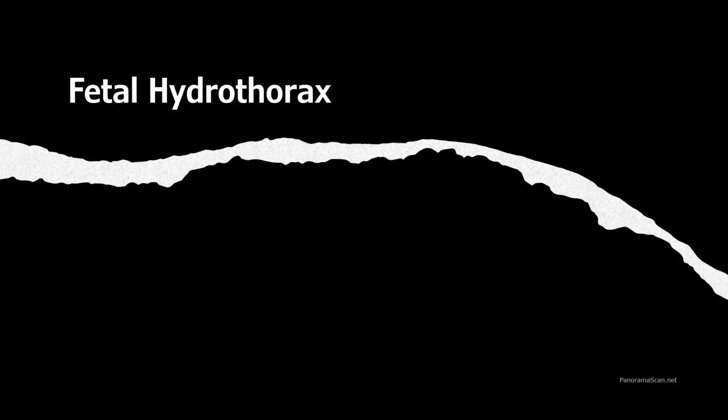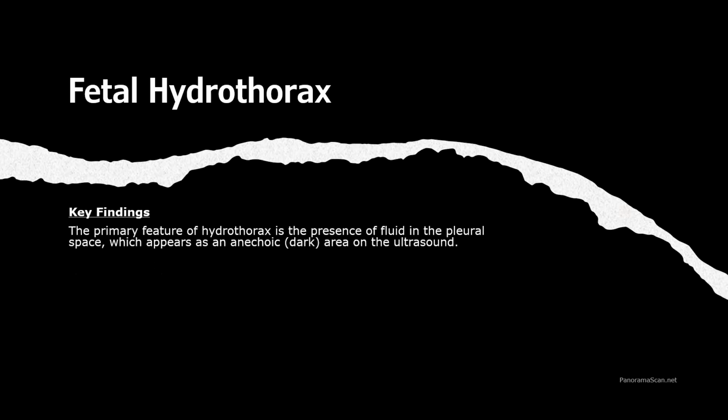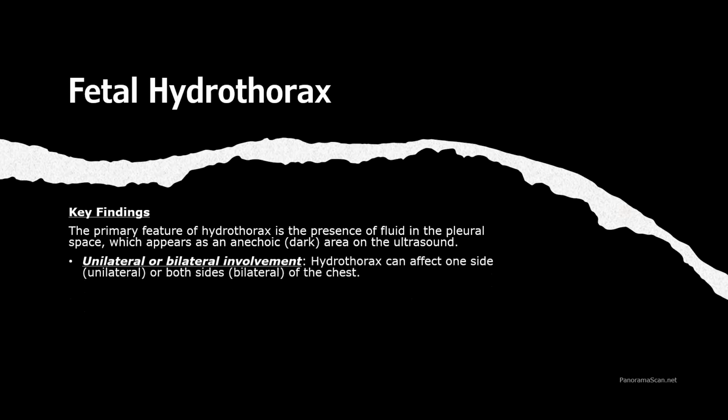Let's now review the key findings for fetal hydrothorax in ultrasound. The primary feature of fetal hydrothorax is the presence of fluid in the pleural space. On ultrasound, this fluid typically appears as an anechoic dark area, which helps us to distinguish it from other structures in the chest cavity.